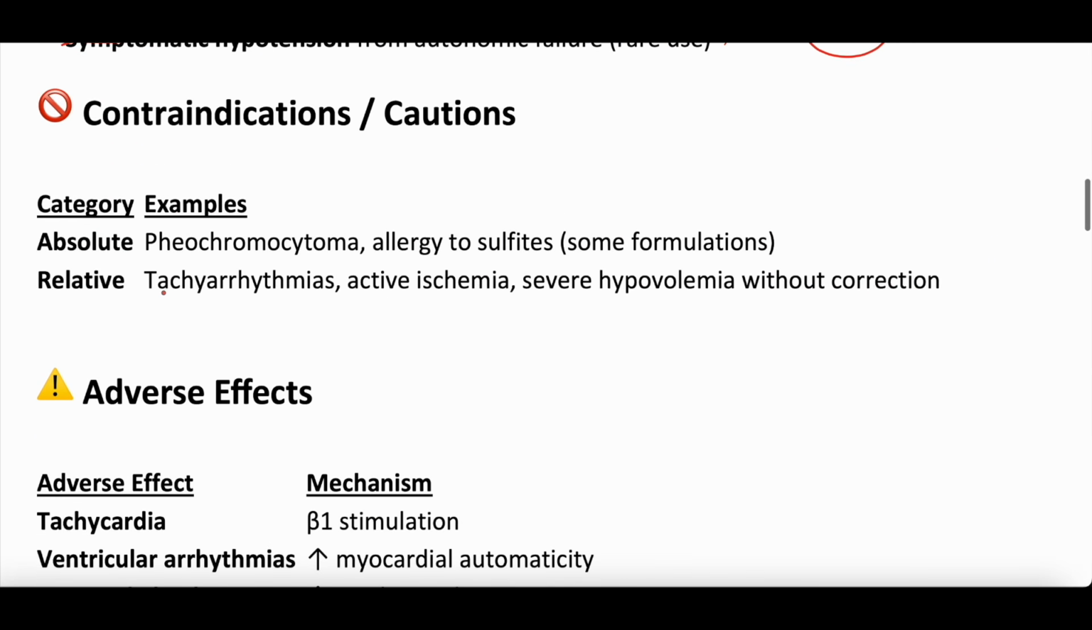Contraindications and cautions: you should be careful in patients with pheochromocytoma because of the alpha-1 effects. Allergy to sulfites. Some formulations of dopamine have sulfites in them. And then dopamine is really bad for causing tachyarrhythmias, so you got to be really careful with that. It can cause ischemia of the mesenteric digits, just like many vasopressors, especially if a patient has severe hypovolemia. Can really then lead to worsening ischemia, so make sure you're volume replete if you were to use this for some reason.